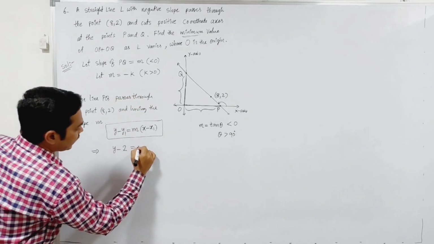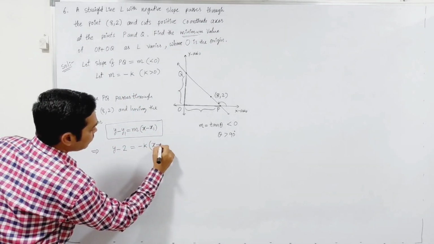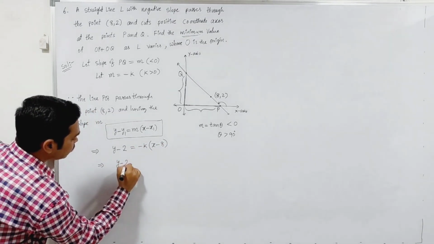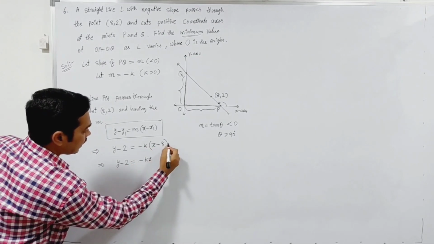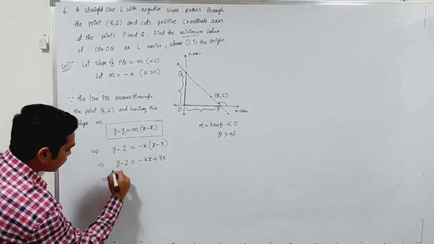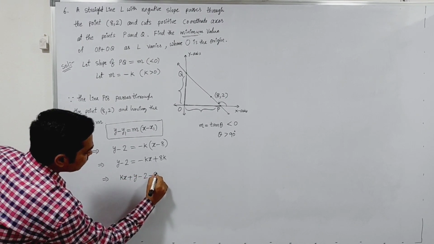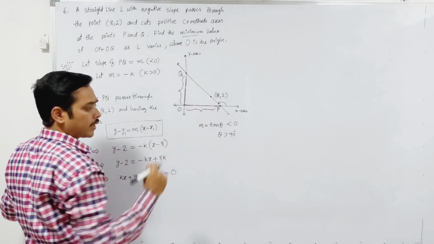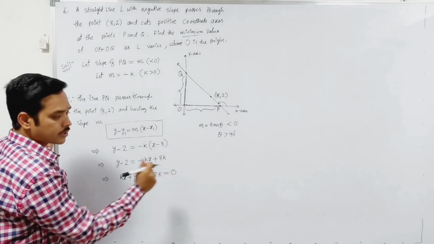Y minus y1, that is 2, is equal to m. What is the m here? Minus k. We are assuming m is equal to minus k, into x minus x1, that is 8. Now simplify: y minus 2 is equal to minus k into x minus 8, that is minus kx plus 8k. From this equation, kx plus y minus 2 minus 8k equals 0. This is the equation of line PQ, in the form ax plus by plus c equal to 0.